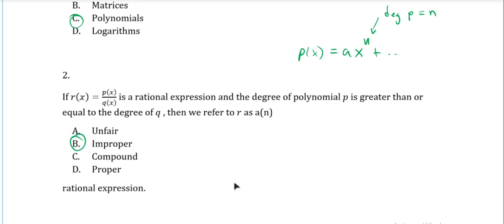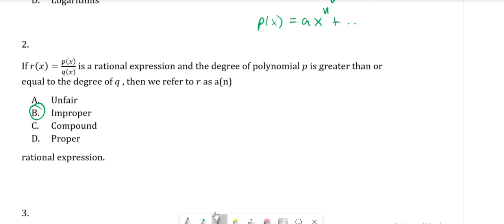as improper. Our goal is, in the same way as we could with numbers, to use division to rewrite this as a proper fraction plus a whole number, or, in the case of rational expressions, a polynomial plus a proper rational expression. Let's see how that might look with a quick example.